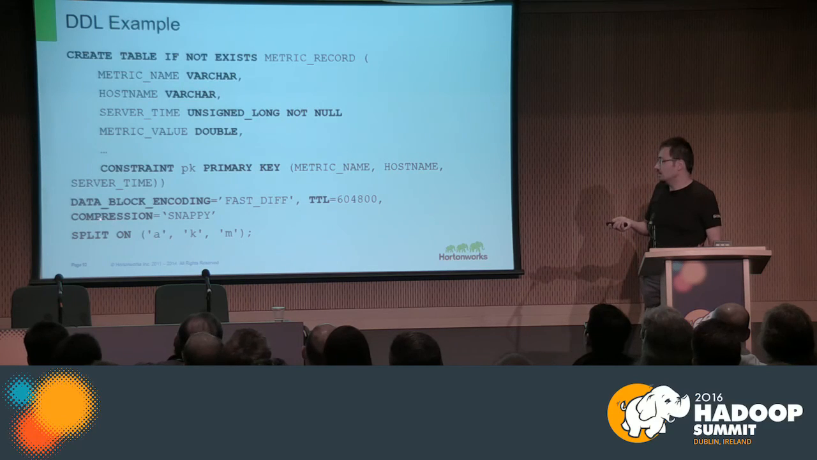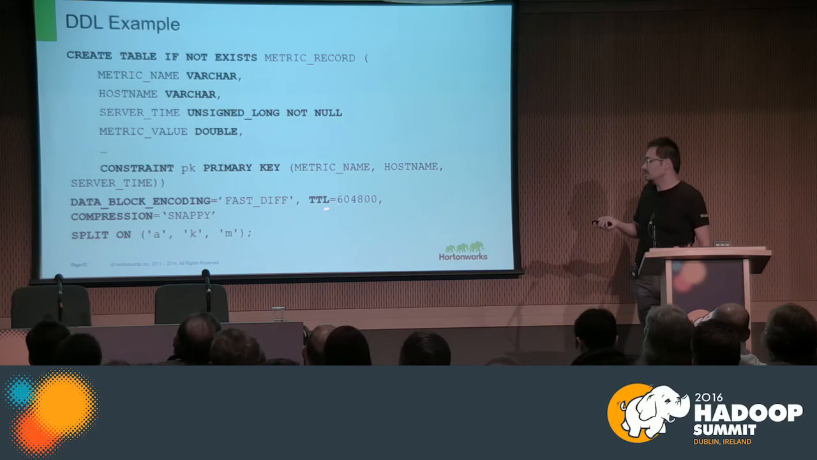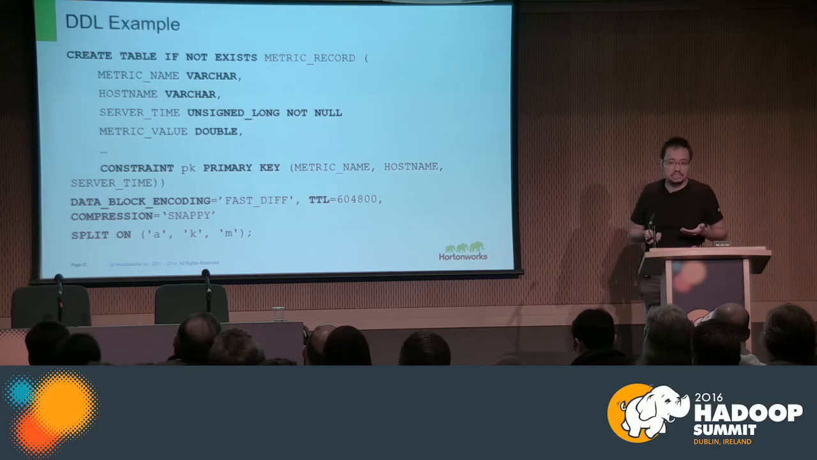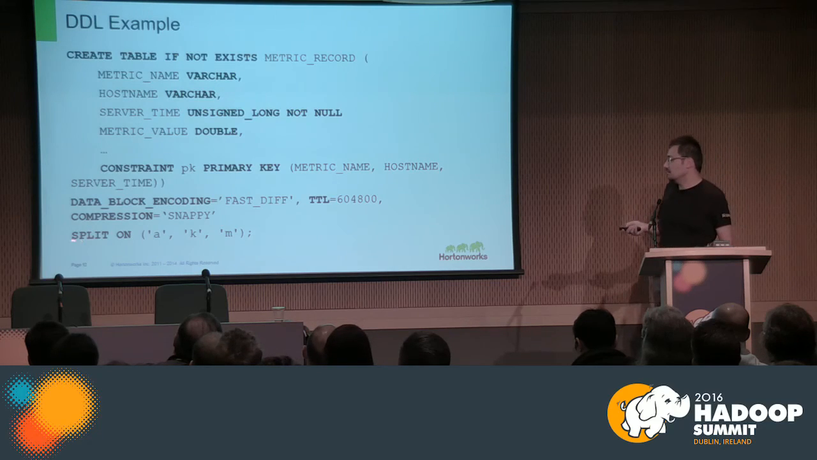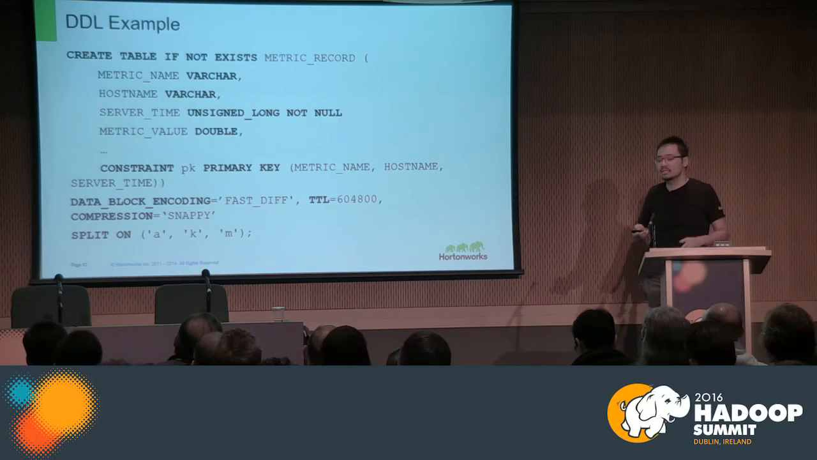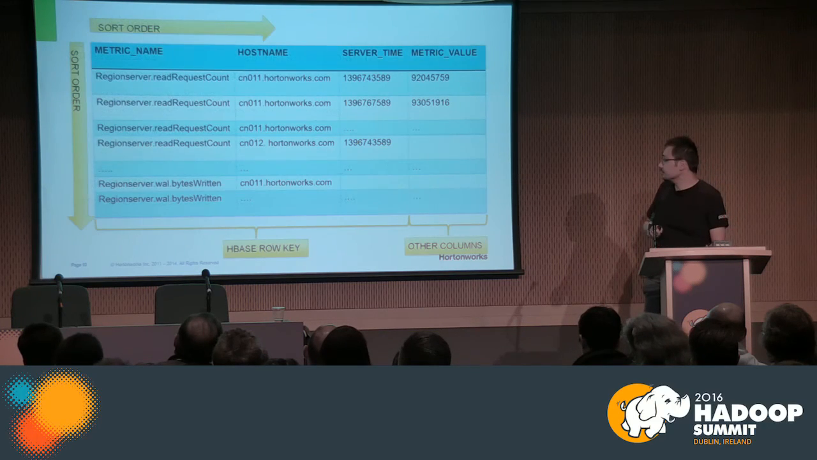You can also do other things like TTL, data block encoding, and compression. These are HBase features which are enabled from the higher level Phoenix query language. You can even do split on and give the split points that you want. We are giving 3 split points, where it will create 4 regions for us.